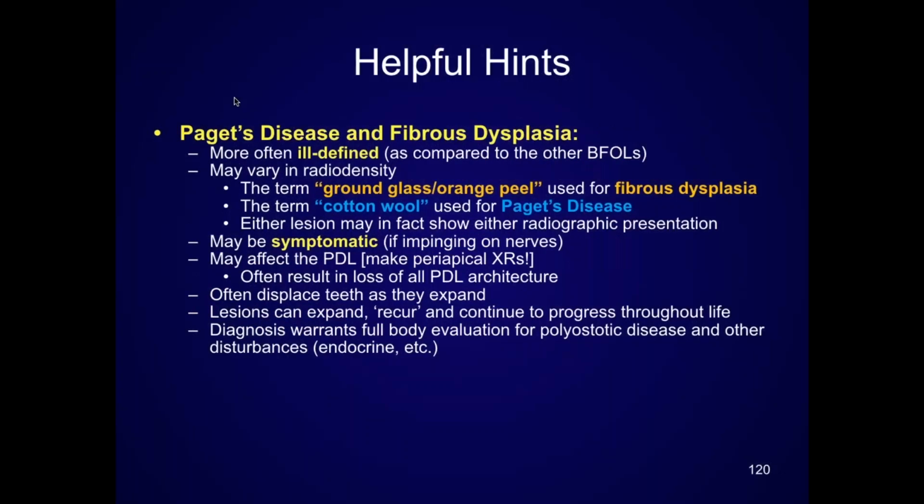When it comes to diffuse things, again, it's all about the radiographic pattern. So ground glass, fibrous dysplasia, cotton wool, Paget's disease. These patients may have symptomatology because as they get craniofacial fibrous dysplasias, if this hits the sphenoid bone, all the foramen that carry your nerves come out of that bone, or a lot of them do. And so you can get neurologic problems.